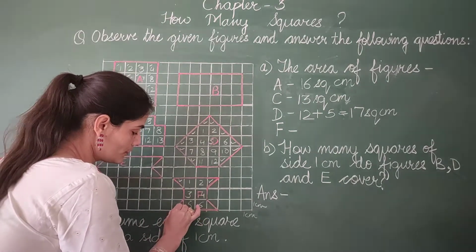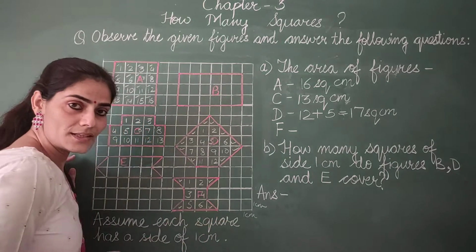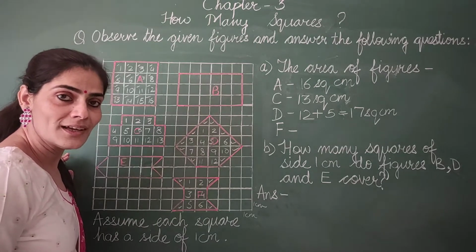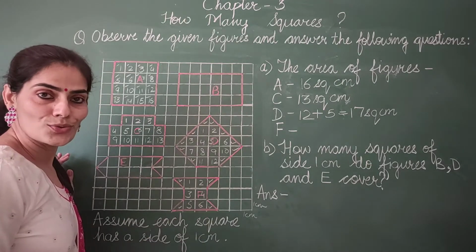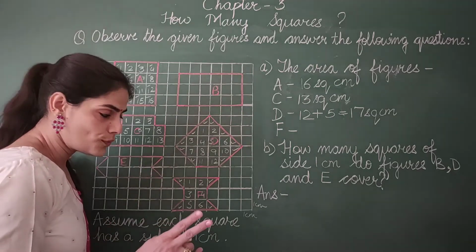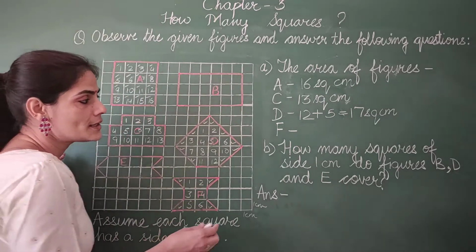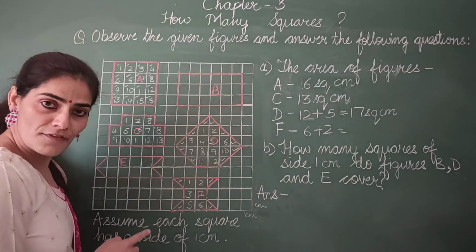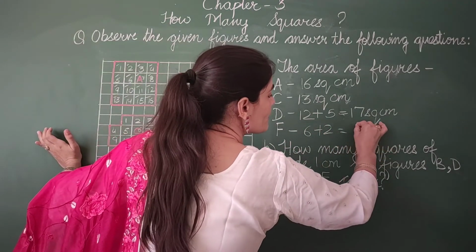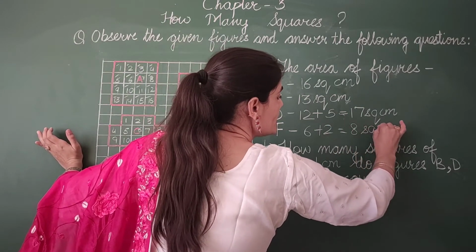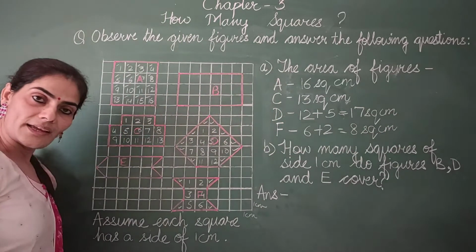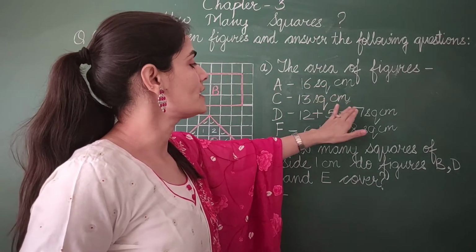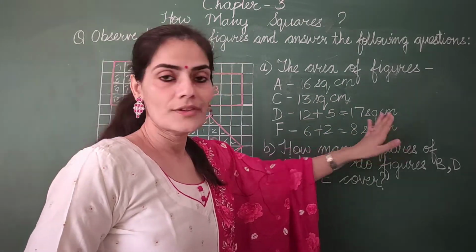1, 2, 3, and this is 4. 4 halves will make how many wholes, beta? So 4 divided by 2 gives us 2. And 6 wholes plus 2 wholes made with the help of half squares each will give us the answer as 8 square centimeter.